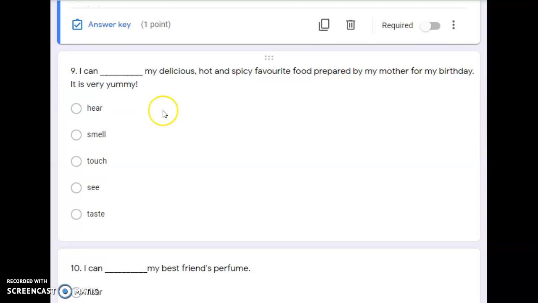Okay, now number 9. I can blank my delicious hot and spicy favorite food prepared by my mother for my birthday. It is very yummy. So here there are many options.